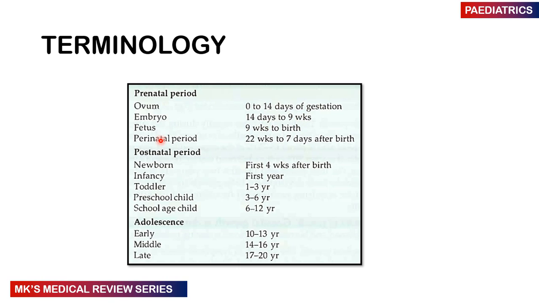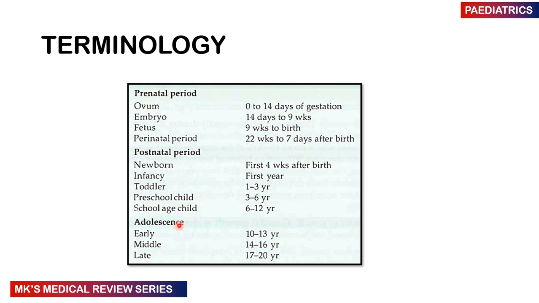Then the perinatal period is 22 weeks to 7 days after birth. Then, of course, in the postnatal period, a newborn is in the first 4 weeks of birth. Infancy is the first year. Toddler is 1 year to 3 years. Preschool going child is 3 years to 6 years. School going child is 6 years to 12 years.